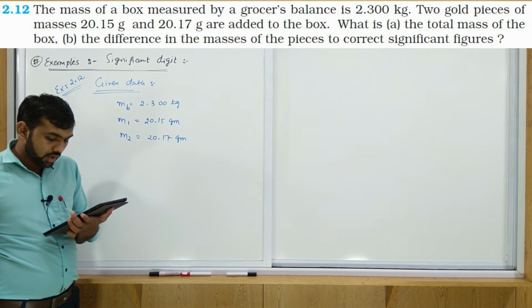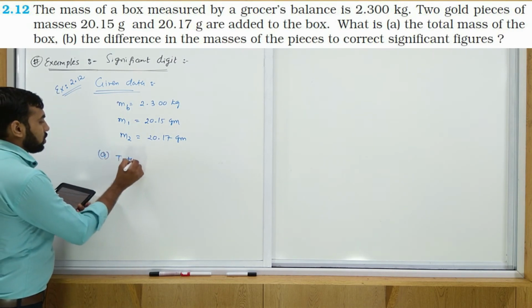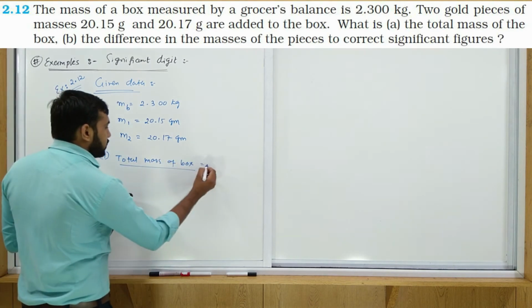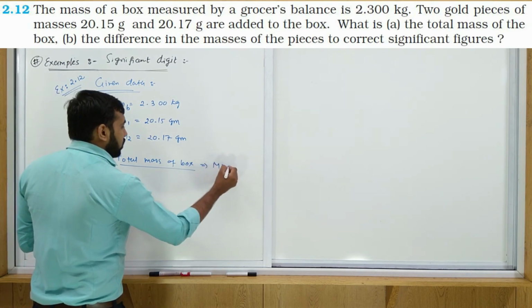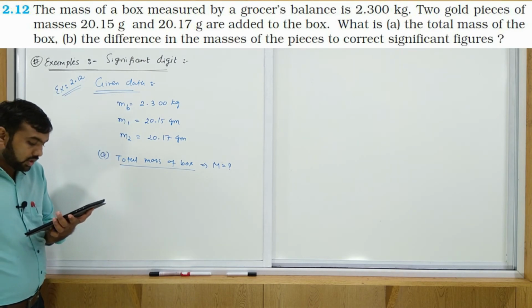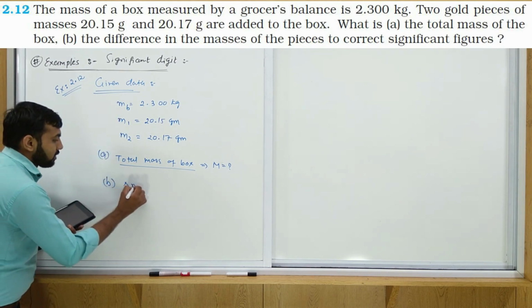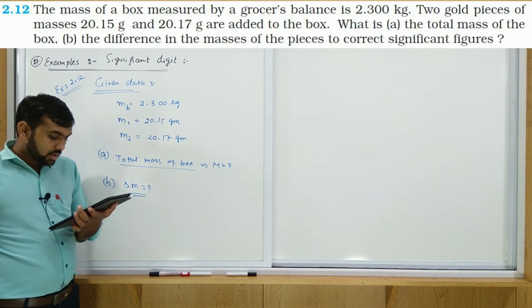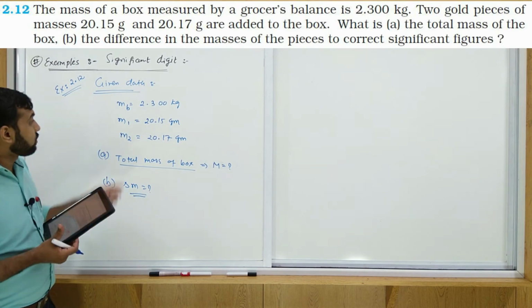Then we have to find two cases. Total mass of the box. First one, finding out the total mass of the box. Consider the total mass of the box is capital M. So capital M is equal to finding out the total mass, and the difference of the mass in the pieces up to correct significant digits. So second one is find delta M. Second one is what? Find delta M. Correct significant. So we have to find these two cases.